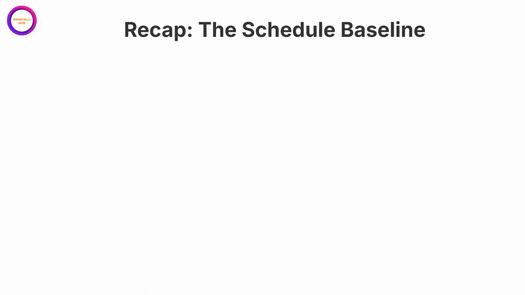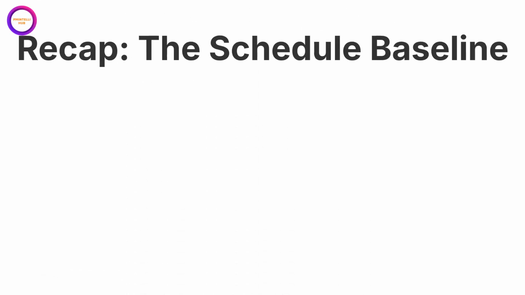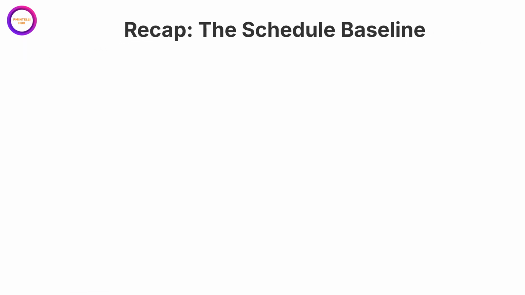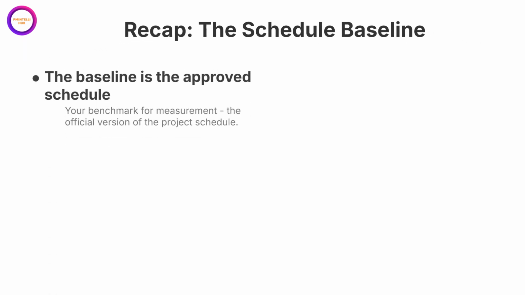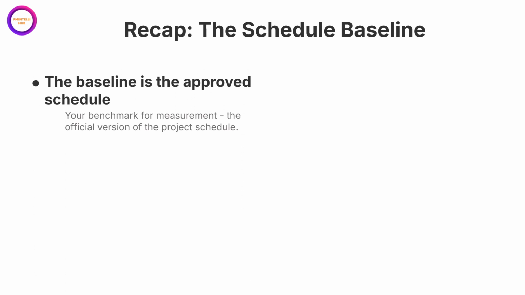Okay, let's take a moment to recap the essential points about the schedule baseline. This is a concept that underpins all of our schedule control efforts, so it's crucial we have these key takeaways clear in our minds. First and foremost, the baseline is the approved schedule. This is the official, signed-off version that acts as your project's benchmark for all time-related measurement. It's not a draft, it's the plan of record.